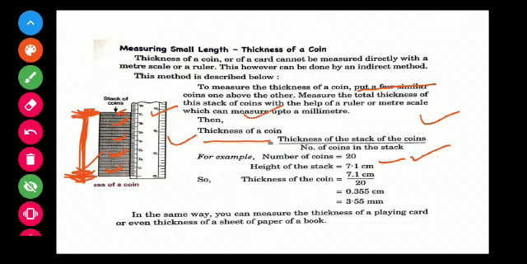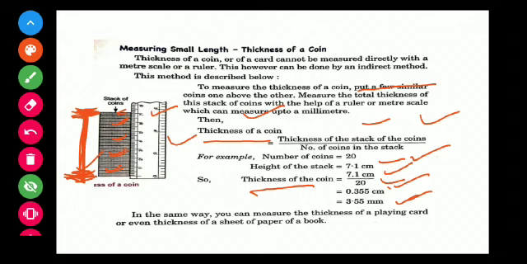What is the thickness of a coin? Apply the formula. Thickness of coin is equal to thickness of stack divided by number of coins. Thickness of stack is 7.1 centimeter, and the number of coins in this stack is 20, so 7.1 centimeter divided by 20. After solving, the thickness of a coin is 0.355 centimeter, or 3.55 mm.